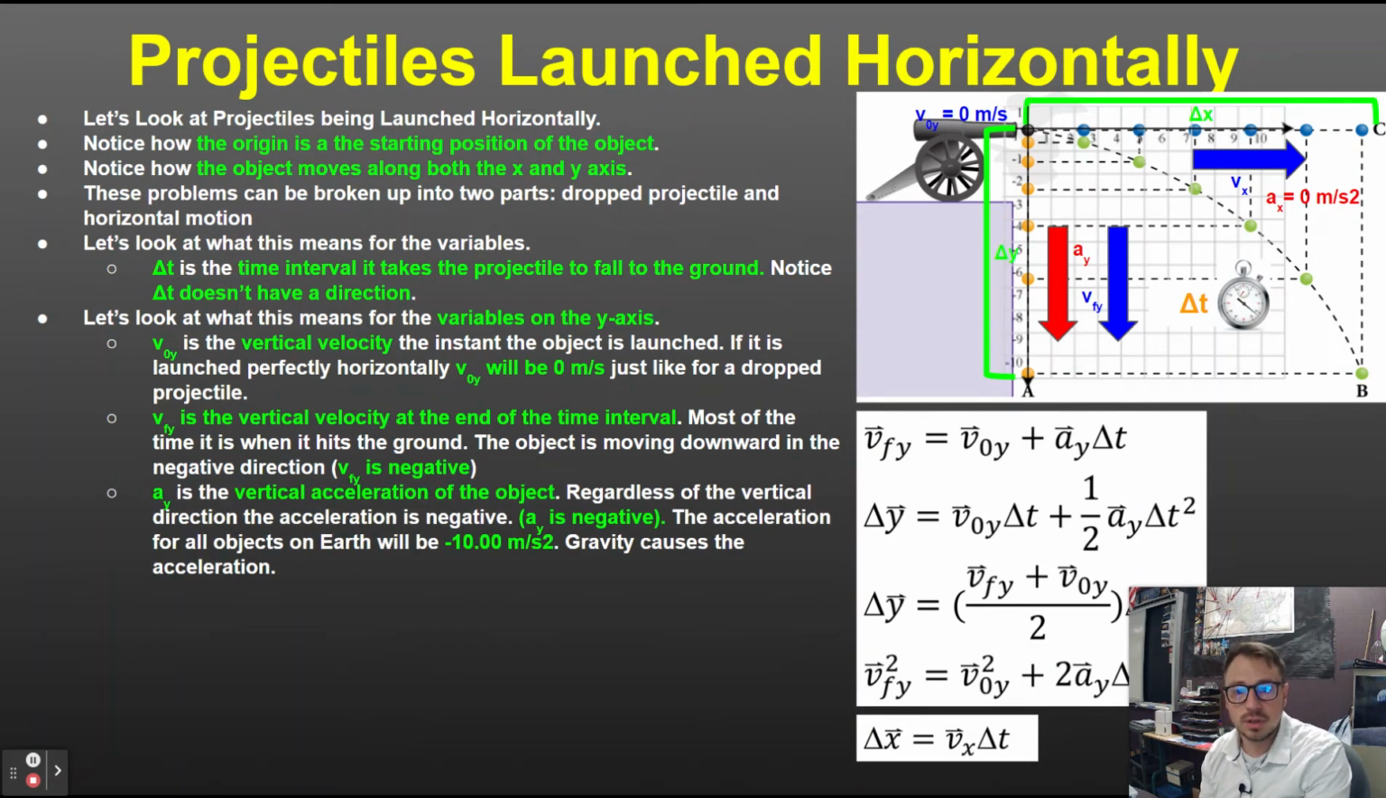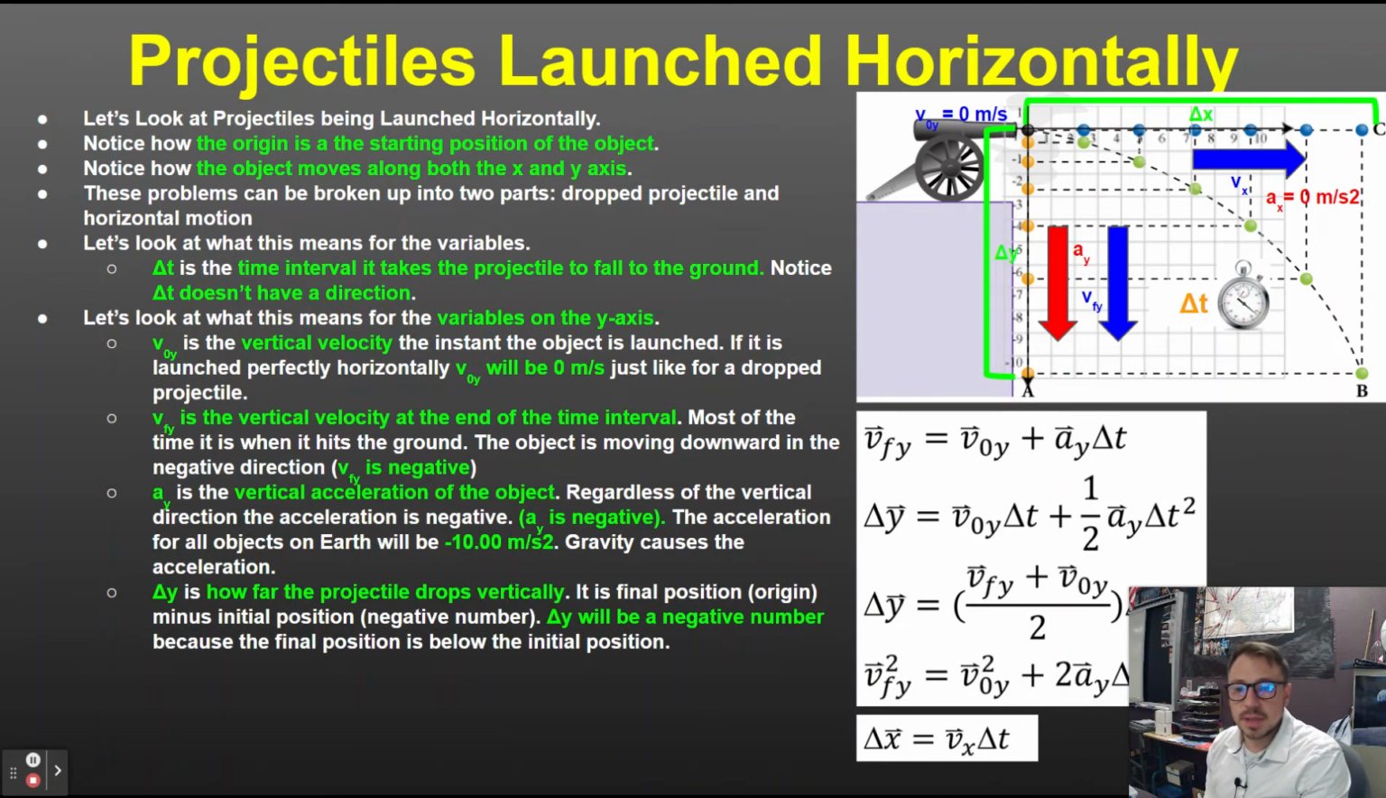The object is moving downward in the negative direction, so the final velocity is negative. The acceleration is the vertical acceleration of the object. And regardless of the vertical direction, the acceleration is going to be negative, right? The acceleration in the y direction is negative. It's caused by gravity. It's going to be negative 10 meters per second squared, or negative 9.81. Now, the displacement is how far the projectile drops vertically. It's the final position, which would be a negative number, minus the initial position, which will be 0. So I had those mixed up. Delta y, the displacement, will be a negative number because the final position is below the initial position.